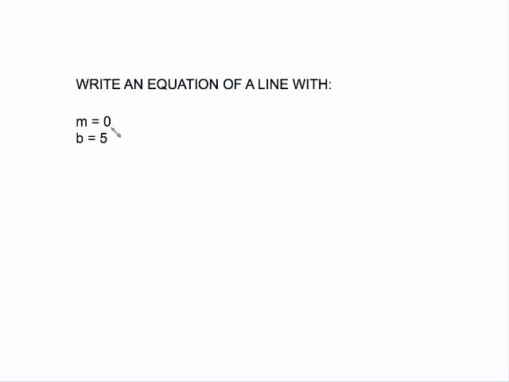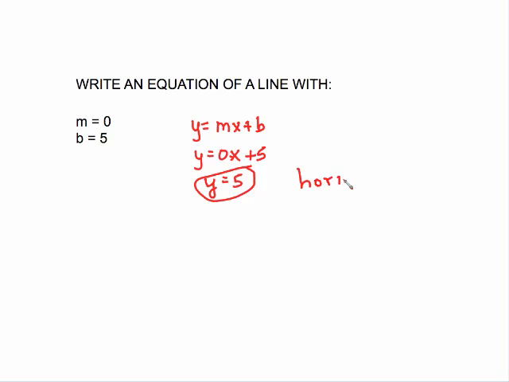Two ways to go on this one. One is to be very strict about it and go exactly into y equals mx plus b. Y equals m is 0, x is x, and b is 5. Of course, 0 times x is 0, so this just gives us y equals 5. You may recall that y equals 5 is a horizontal line. If it just has a y in it, it's a horizontal line.